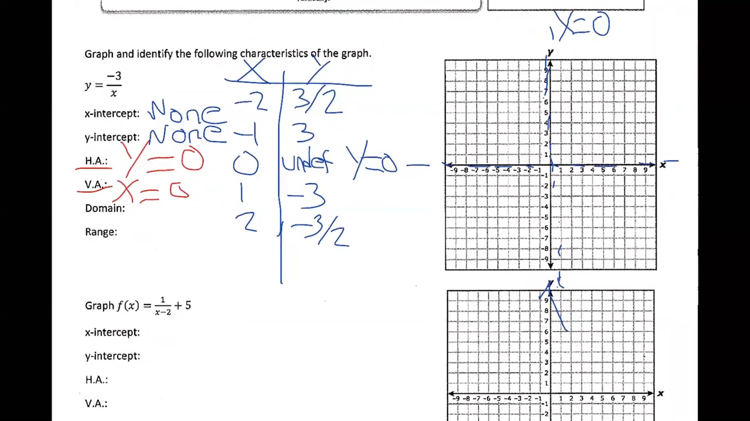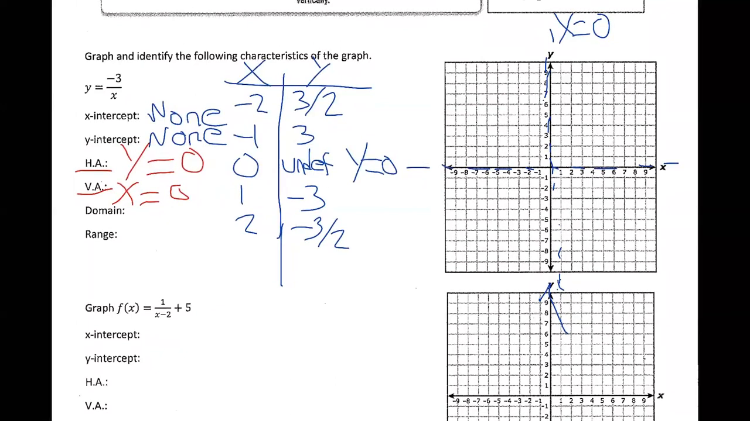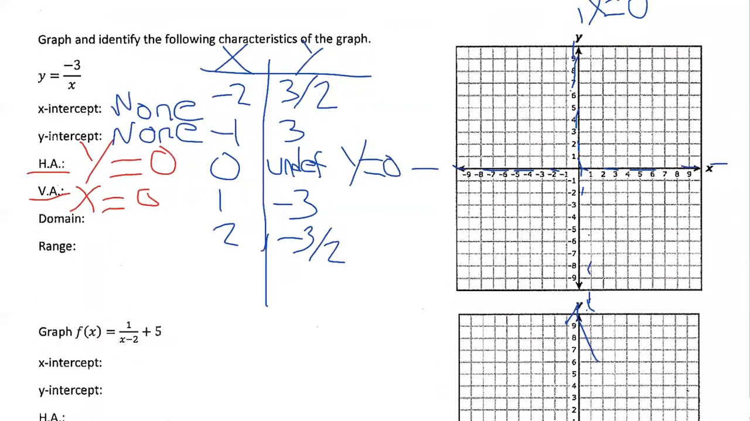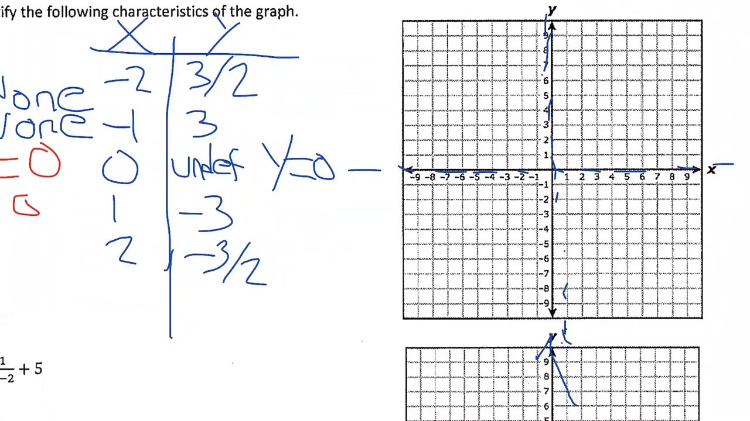If we plot these points, I'll start with the negative x values. -2, 3/2 would be roughly halfway between the 1 and the 2. -1, 3 would be up here. You could get more points if you want, but you can sketch it in. It's going to make that branch. It's going to get really close to the y-axis, and really close to the x-axis when it goes here. So 2 points is usually good, but you can do more if you want.